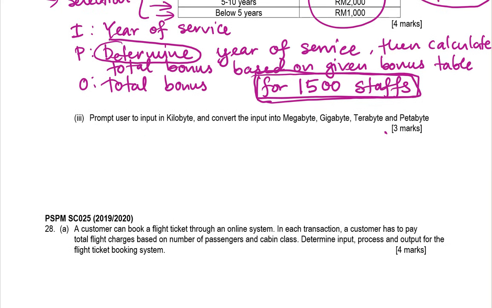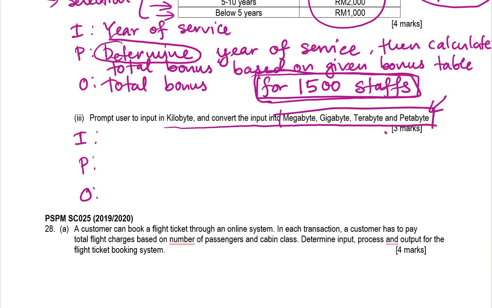Next, from user to input in kilobyte and convert the input into megabyte, gigabyte, terabyte and petabyte. Now, what is the control structure for this question? Of course, this one is a sequence, because you don't have any condition or equation. It does not mention how many times you have to repeat, right? Now, what is the output? What are you going to get? We are going to get the megabyte.